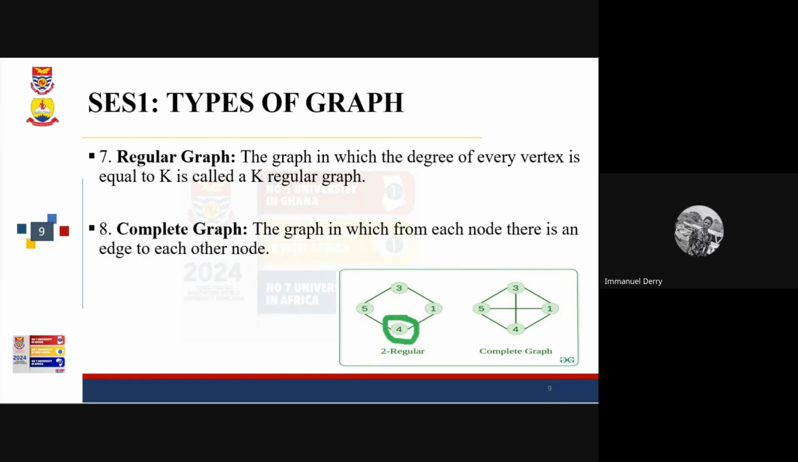So that is 2. It means how many edges are connected to a particular vertex in the graph. Based on those numbers, we can get the regular graph from it. That is why you have here a 2-regular graph, because for each of the nodes or vertices in the graph, we have exactly 2 edges connecting to each of them.